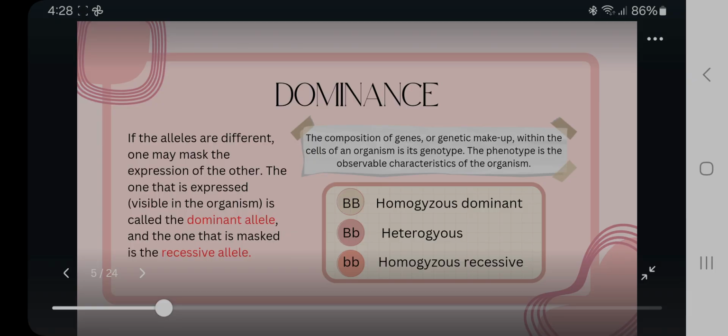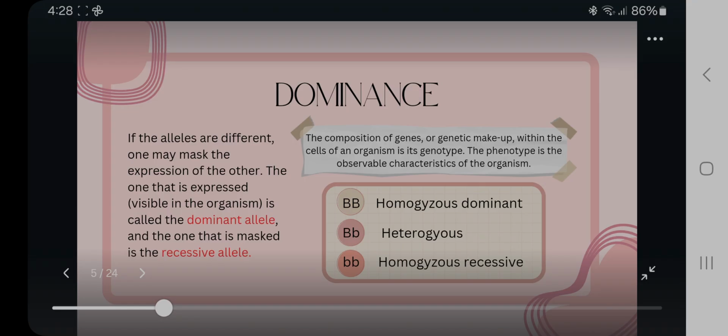Homozygous recessive, however, is represented by two common letters. So usually common letters are used to represent recessive genes. So even though they're homozygous, which means that the genes are the same, they are recessive. So we represent them by two common B's.